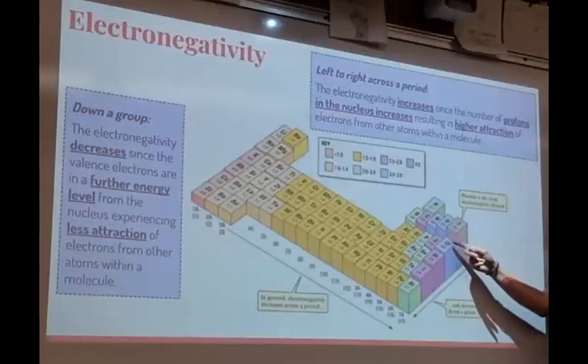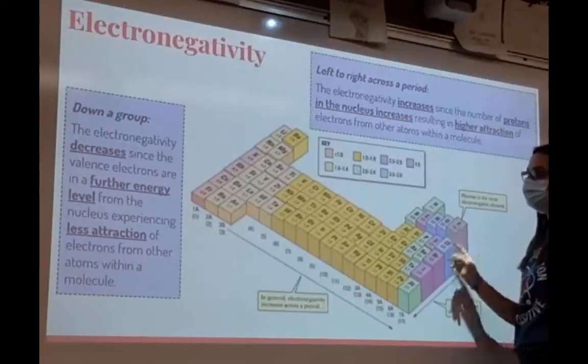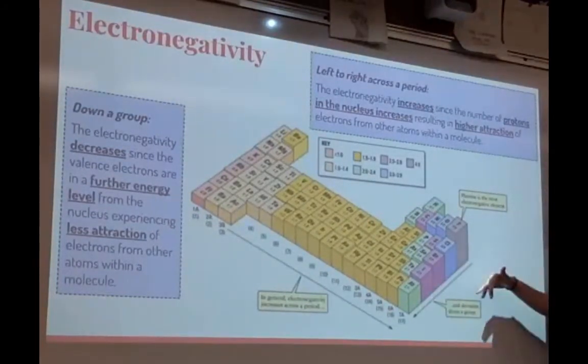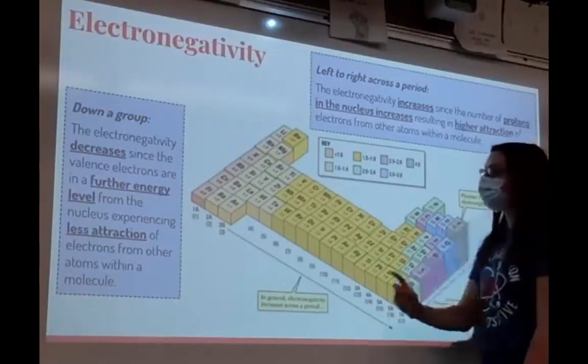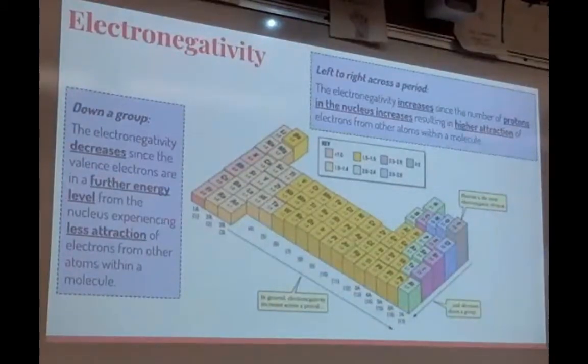Fluorine is the most electronegative atom. Okay? We don't worry about noble gases, because noble gases don't attract electrons to themselves. Fluorine is the most electronegative. Francium is going to be the least electronegative.